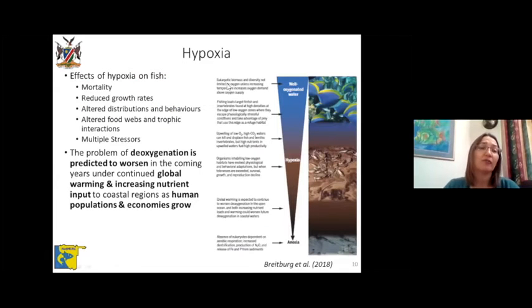Yeah, so other effects of hypoxia on fish are also altered food webs and trophic interactions. And of course, you have multiple stressors, between the mortality and the distribution, reacting together and having a large effect on the ecosystem. And this problem of deoxygenation is predicted to worsen in the coming years under continued global warming and increased nutrient input to coastal regions as human populations and economies grow.